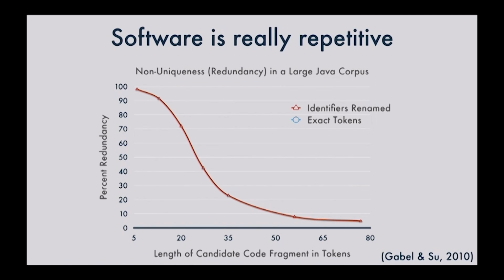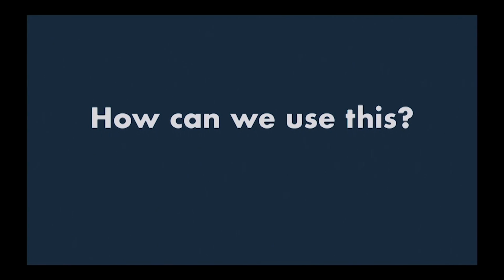And there's also high redundancy when looking at the absolute exact tokens without doing any sort of normalization and so on. So even at about 6 consecutive tokens, those occur about 70% of the time, have been seen elsewhere. So software is really repetitive. So how can we use this? How can we use the fact that software is so repetitive?